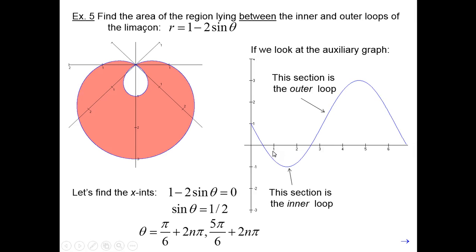I'm going to say that again. If this is pi over 6, where I'm pointing to here, and this is 5 pi over 6, and that represents the inner loop, when do we start graphing the outer loop? It would go from 5 pi over 6 to whenever the next x-intercept is. Let's look at where that happens. 13 pi over 6. If we put in a value of n equals 1, the next value we would get here after 5 pi over 6, add 2 pi to the pi over 6, we would get 13 pi over 6.